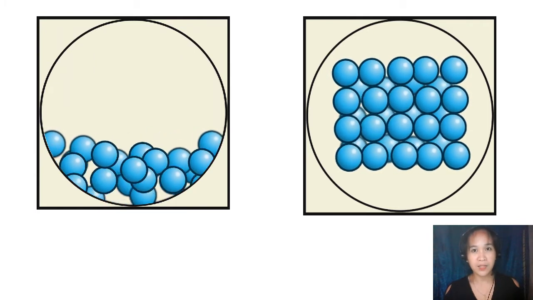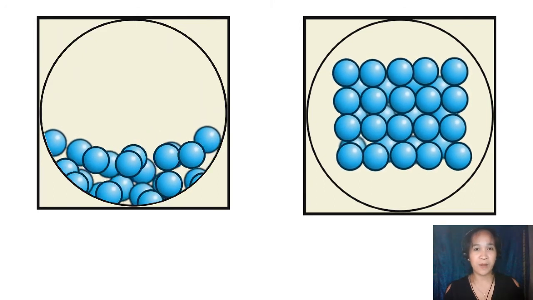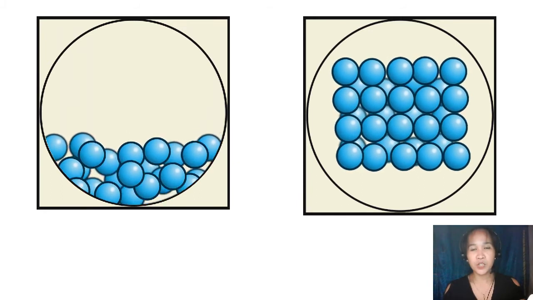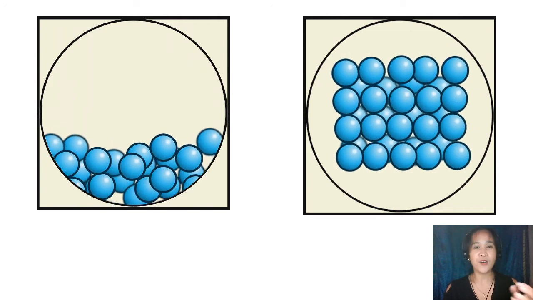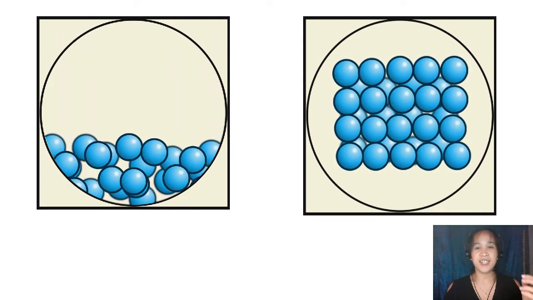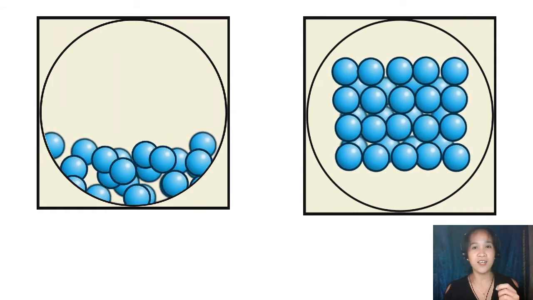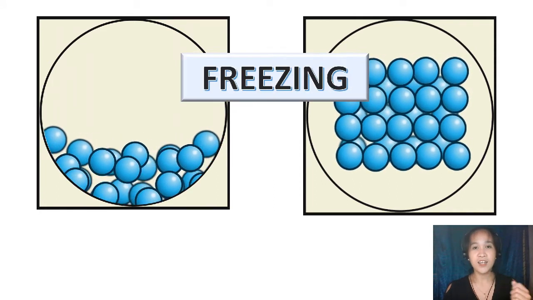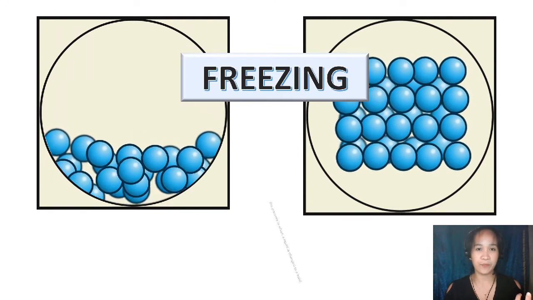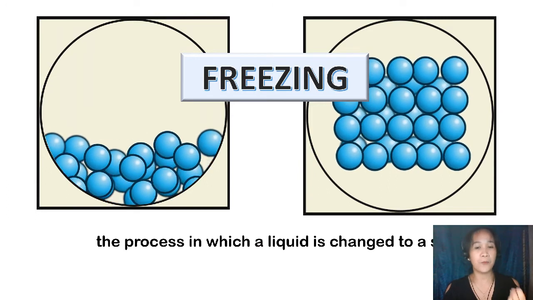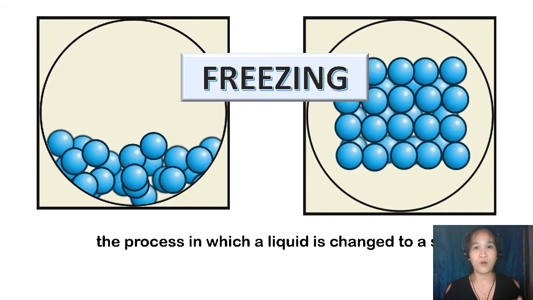So this time, nasa solid state na siya. So in time, the liquid water becomes solid water, which is ice. So freezing is the process in which a liquid is changed to a solid. Again, what do you call that process? Okay, freezing. This is the process in which a liquid is changed to a solid.